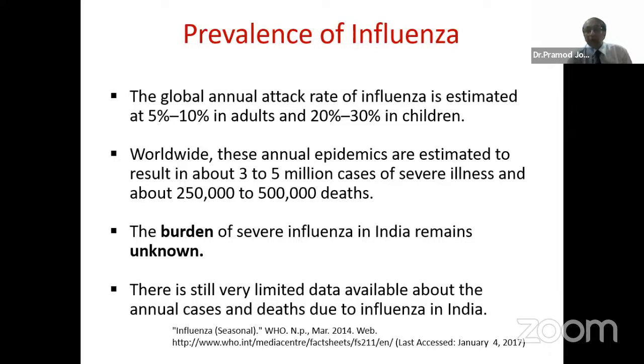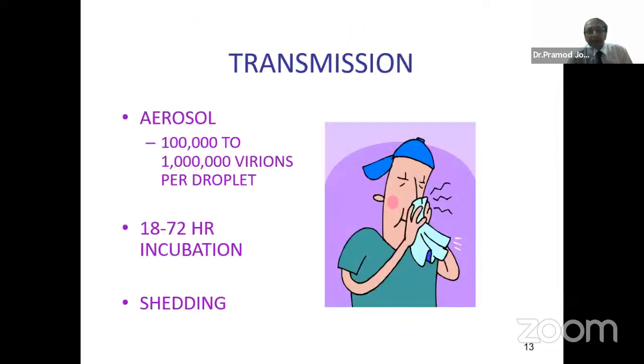The global annual attack is about 5 to 10% in adults and 20 to 30% in children. And the burden of severe influenza in India really remains unknown. And you all know that it is transmitted by aerosol, and there are about 100,000 to 1,000 virions per droplet, and the incubation period is very small. Within 18 to 72 hours, the person transmits it to the other person. The other person also starts getting fever and cold and cough and other things.